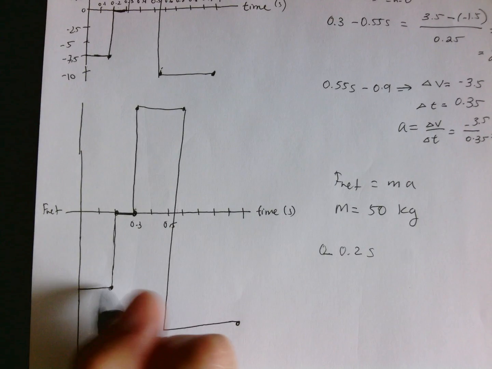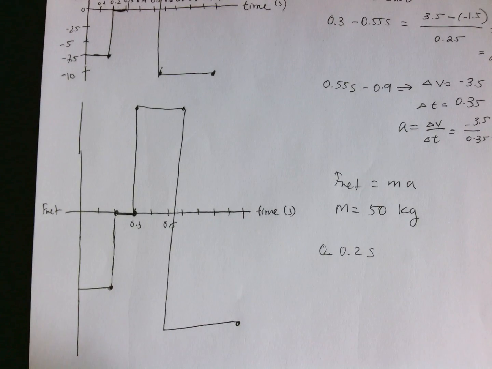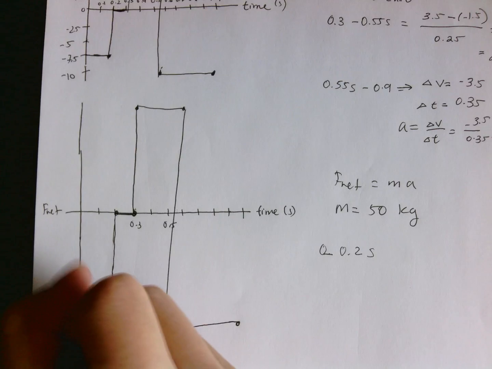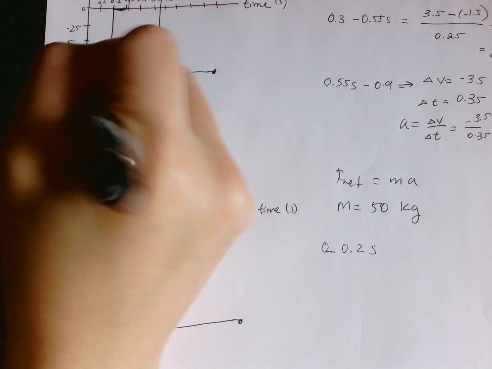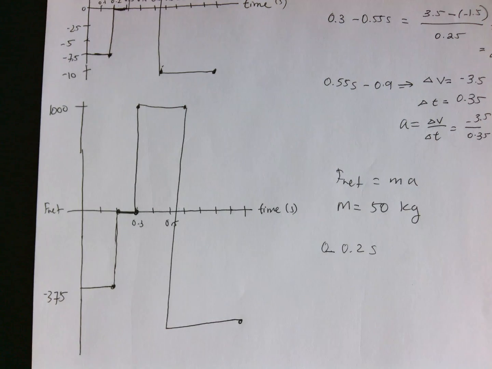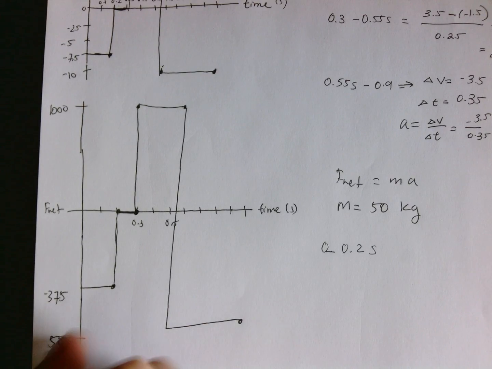So when acceleration was negative 7.5, we multiply 7.5 times 50, which is the mass, so that's negative 375 newtons there. And then at 0, it's going to be 0, and when it's at 20 meters per second squared, we're going to multiply 20 times 50, which is 1,000, which is its max newtons. And then when it comes back down to negative 10 meters per second squared, that's going to be negative 500 newtons.